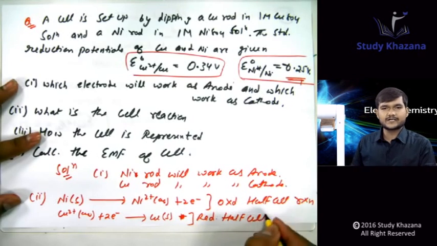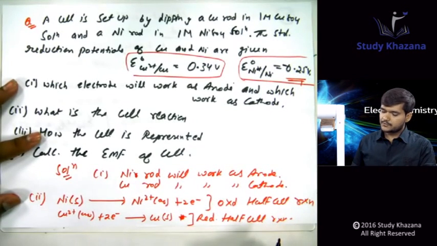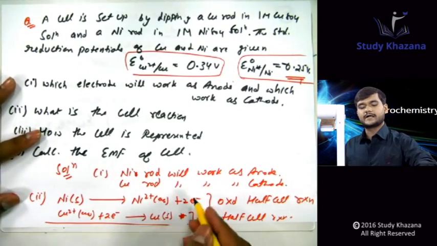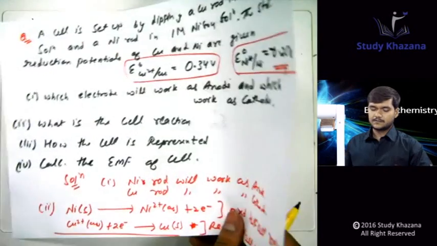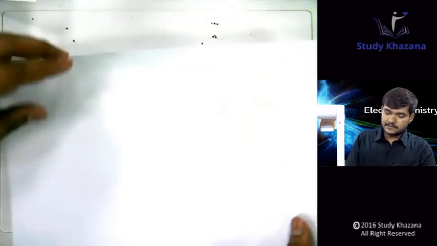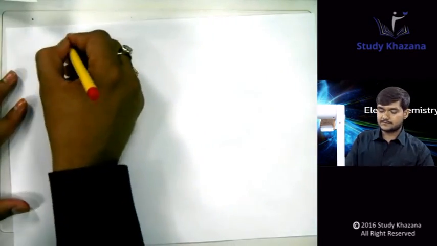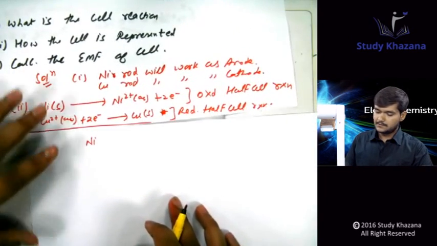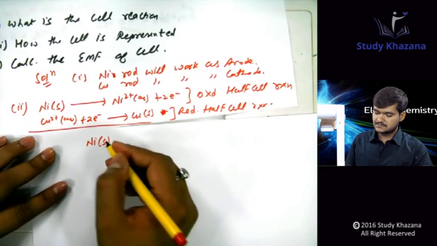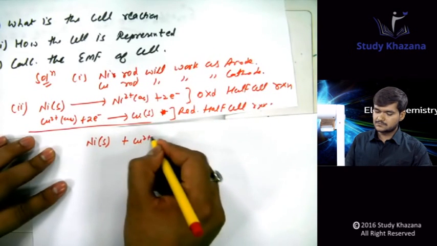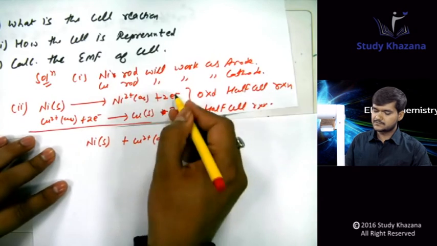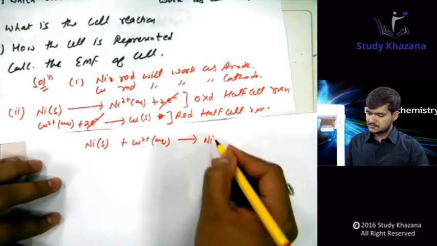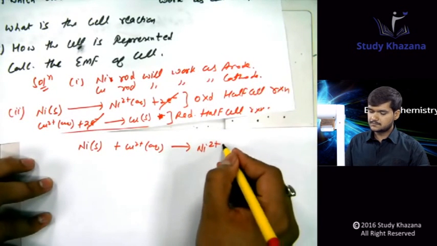Now what is the overall reaction? For the overall reaction, you will add both the equations. When you add these both equations, you will get nickel solid plus copper 2 plus aqueous. These electrons cancel out each other and give rise to nickel 2 plus aqueous plus copper solid.